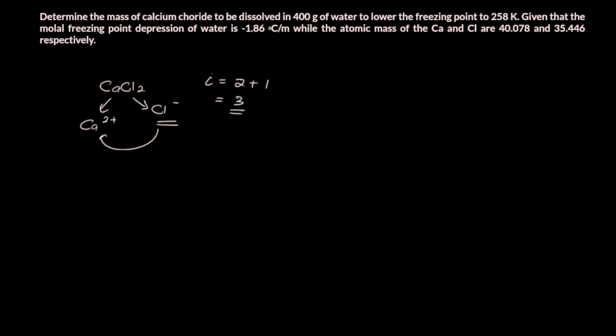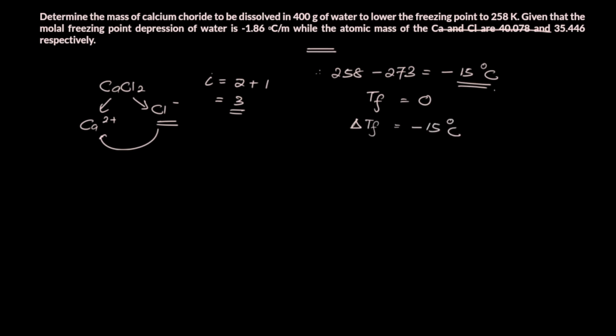So what else you need to do is, when you look at the molar freezing point depression, the unit is degrees Celsius per molar. Therefore, the freezing point is 258, so you need to minus 273. You should get negative 15 degrees Celsius. Since your solvent is water, the original freezing point is actually 0. Therefore, your delta TF is equivalent to negative 15 degrees Celsius.